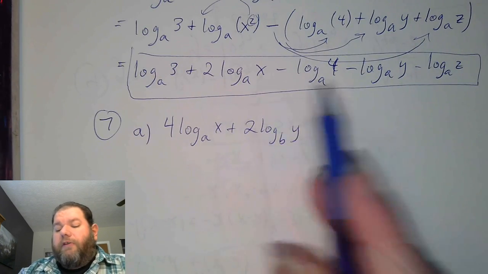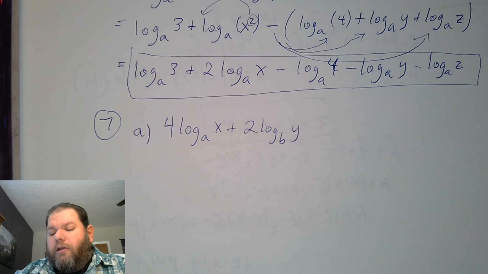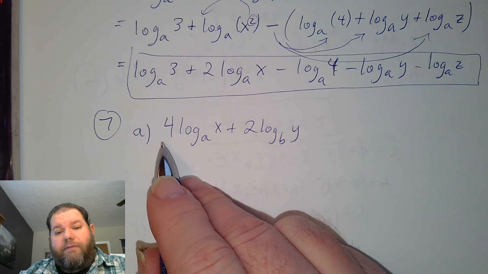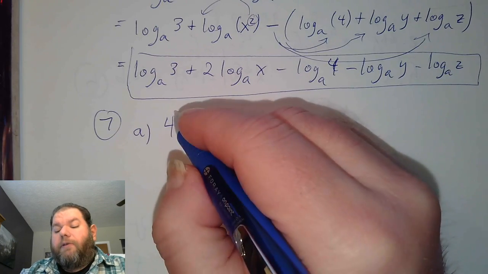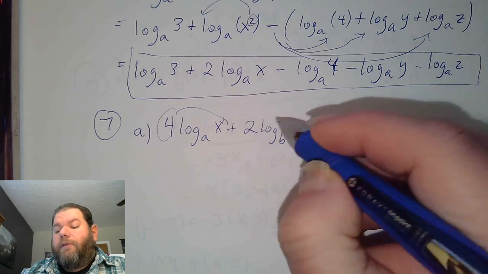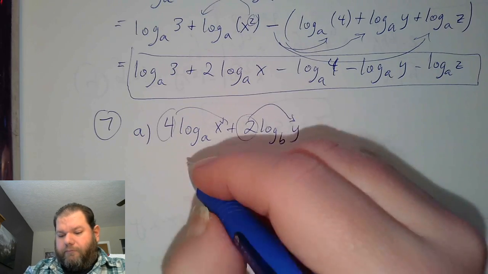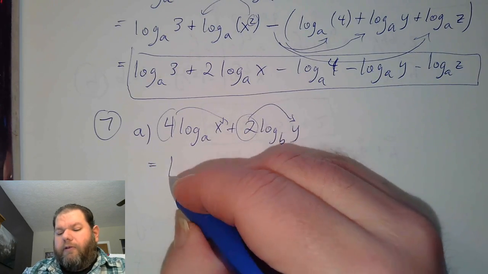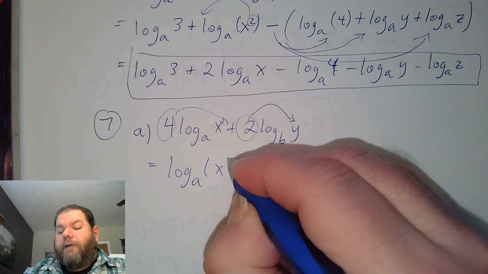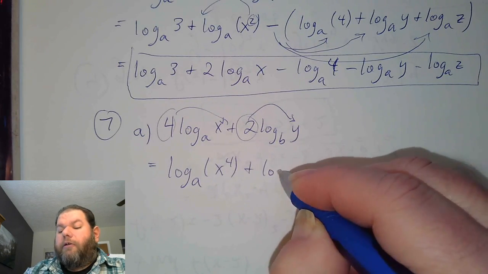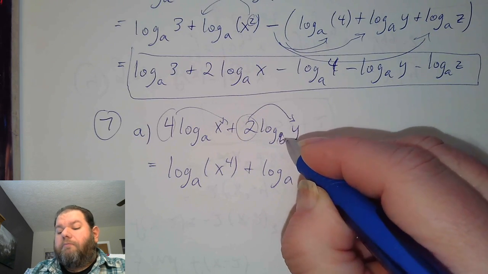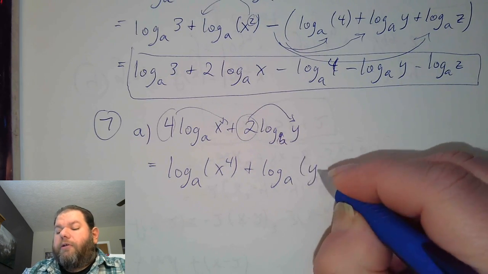Alright, this one is basically the opposite of the last problem, where we want to combine this into a single logarithm. And we start off with 2 or more logarithms in this type of problem generally. Now, before we can combine logarithms, they cannot have coefficients. So first step is take our coefficients and move them inside as exponents. This is log base a of x to the fourth plus log base a of y squared.